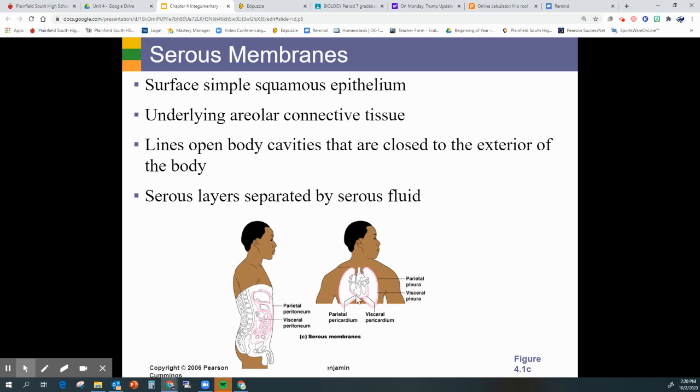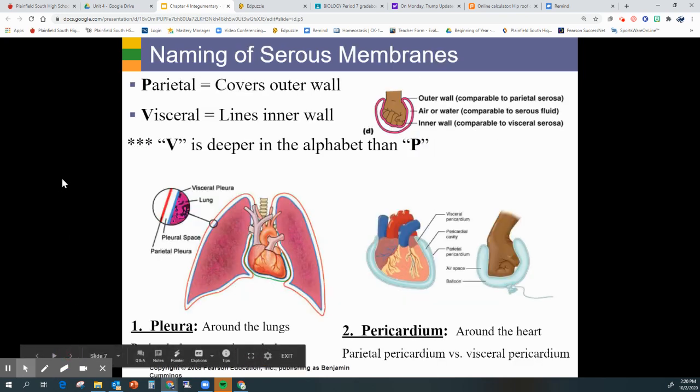Okay, so these would be like the thoracic cavity here in the lungs, or the abdominal cavity here below the diaphragm. The serous layers, then, there are two of them. We'll talk about it here on the next slide, but they are separated by a fluid called serous fluid. All right. So there are two basic serous membranes. There's what's called the parietal, and the other one is called the visceral.